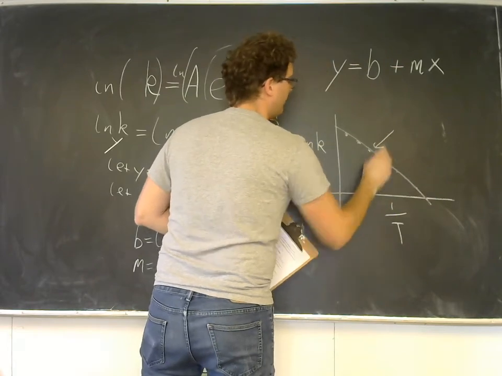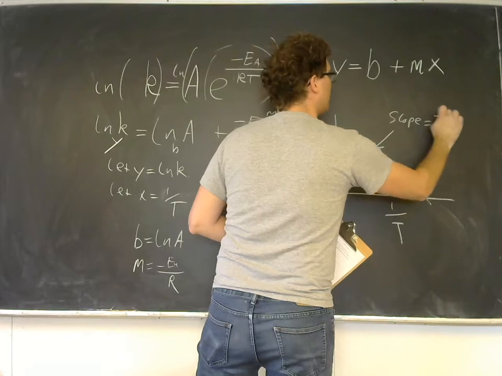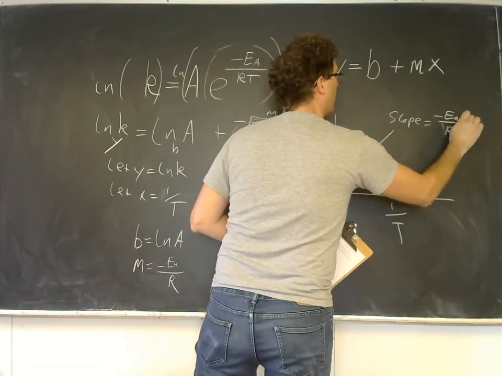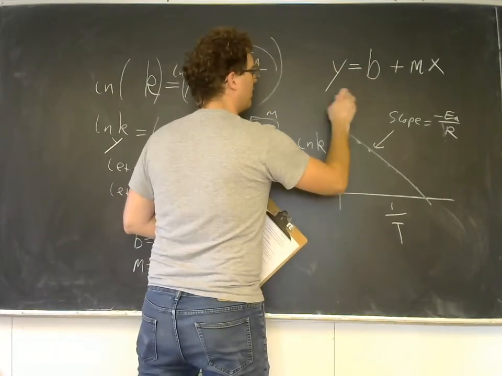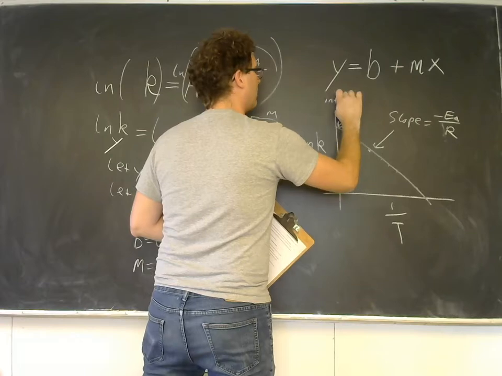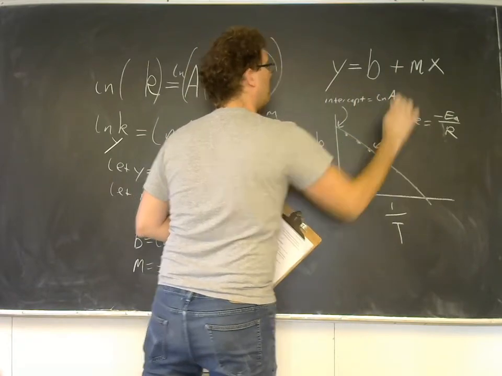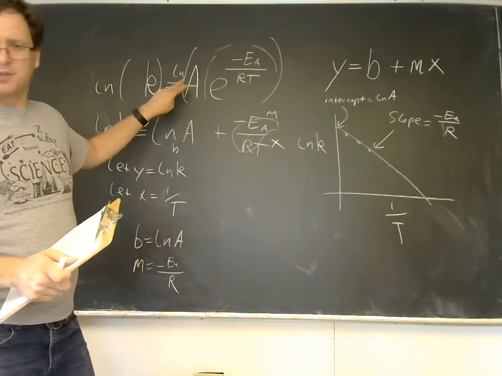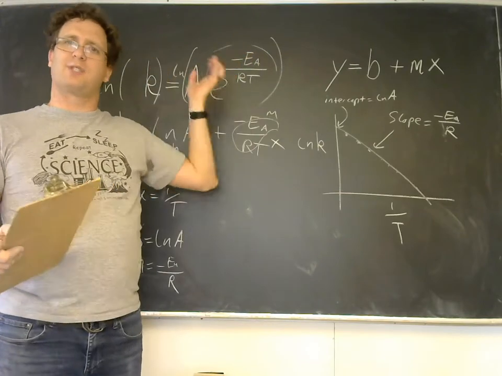And when you fit them to a line, the slope is equal to negative EA over R, and the intercept is equal to the natural log of A. So these parameters, the frequency factor and the energy of activation, they seem really abstract at first.